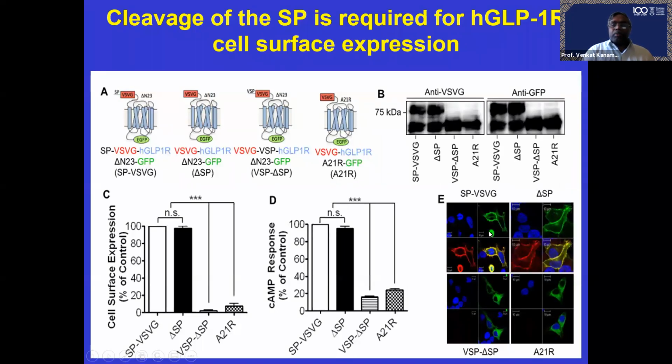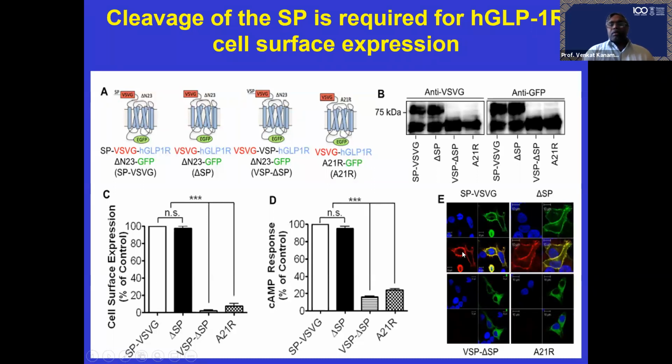Similarly, we also established the localization by immunofluorescence. Here, green color indicates GFP, and red color shows the antibody binding through the VSVG tag. The VSVG tag is only present outside the cell on the receptor, and therefore if you see any red color, that means it is localized at the cell surface. So this is wild type.